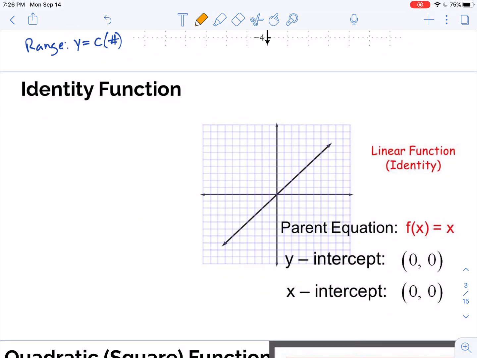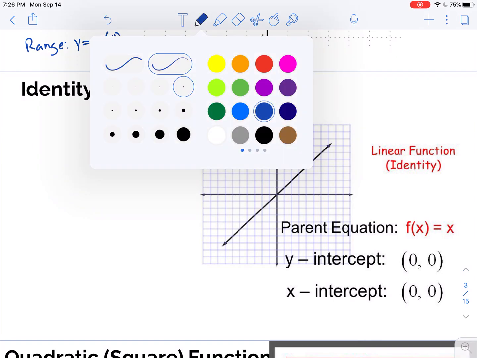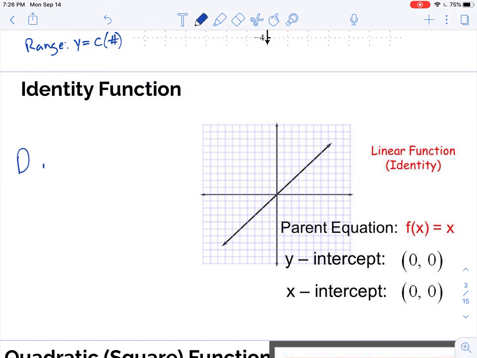Its parent equation is f of x is equal to x. Its y-intercept is 0, 0. Its x-intercept is 0, 0. And its domain and range are both all real numbers.